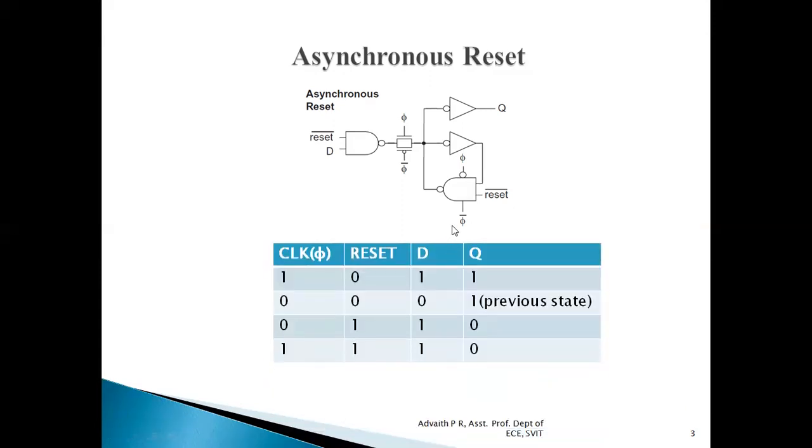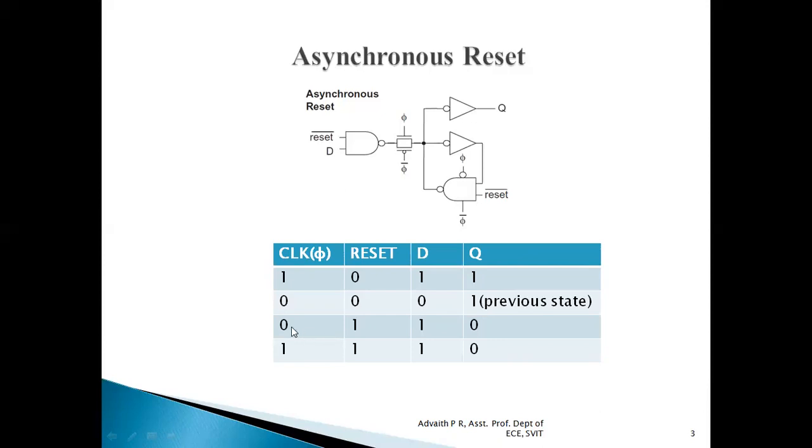Let us have a look at how exactly it works. When clock is high and reset is 0, whatever the D input is, for example D equal to 1, will be reflected as output. Q will also be equal to 1 for this latch. For example, if clock is 0 and reset is 0, even if D input is 0, because clock is 0, the previous state 1 seen at the output will be retained as it is.